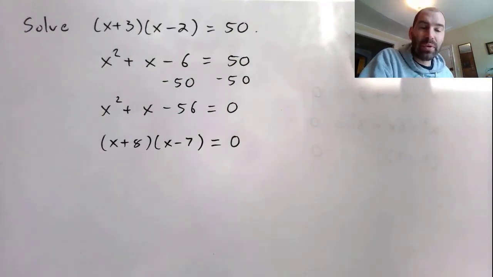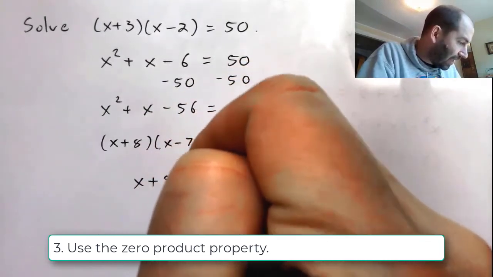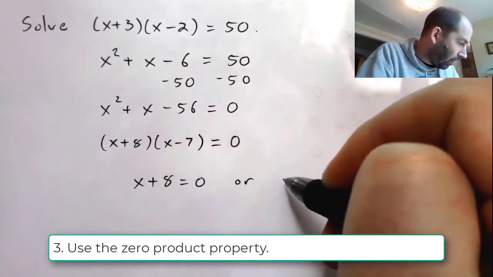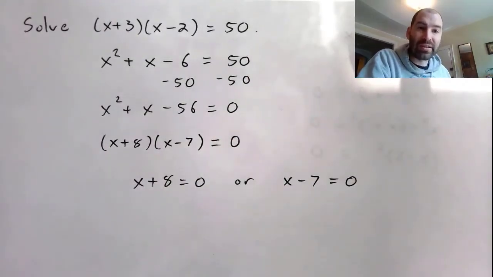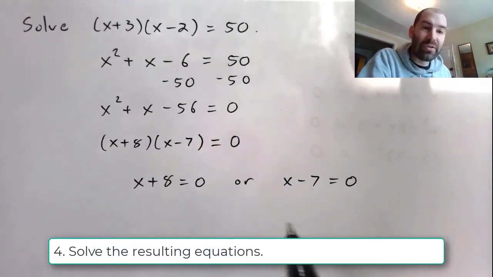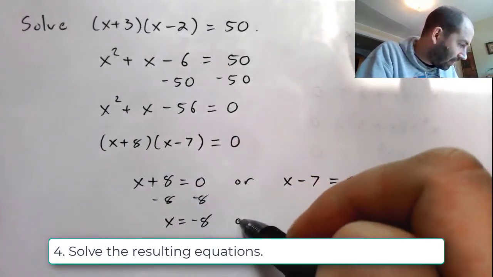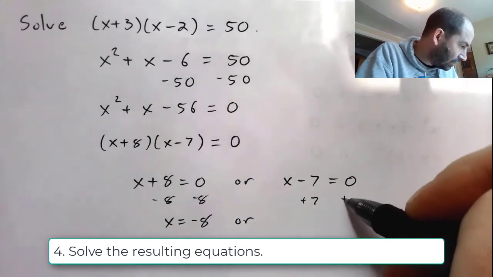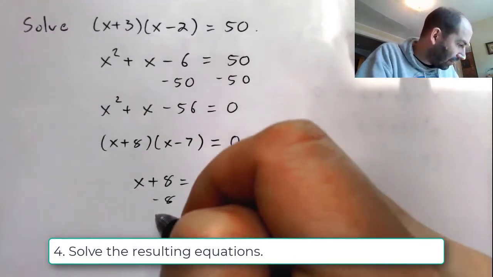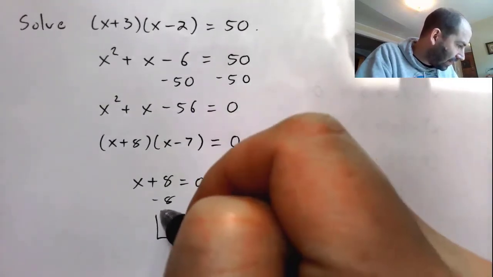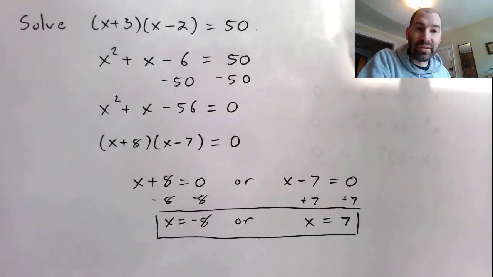And now we use the zero product property. So we know that either x plus 8 equals 0 or x minus 7 equals 0. One of those two factors, at least one, has to be 0. So we solve these equations. X equals negative 8, or add 7 to both sides over here, x equals 7. So negative 8 and 7 are the solutions to this equation.